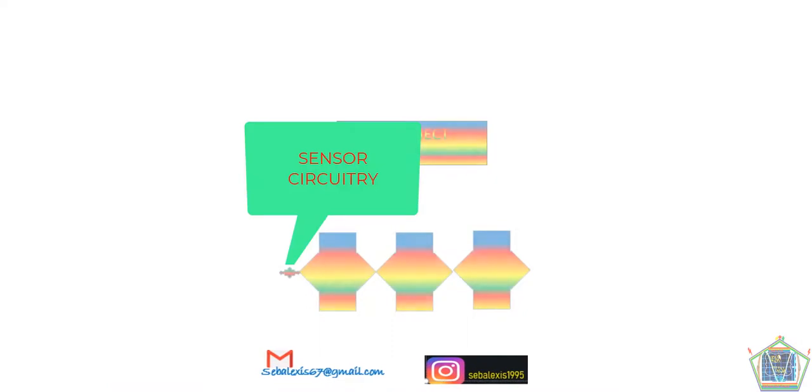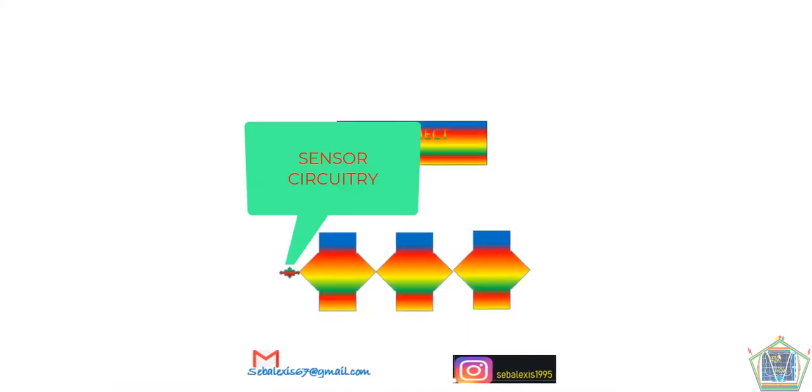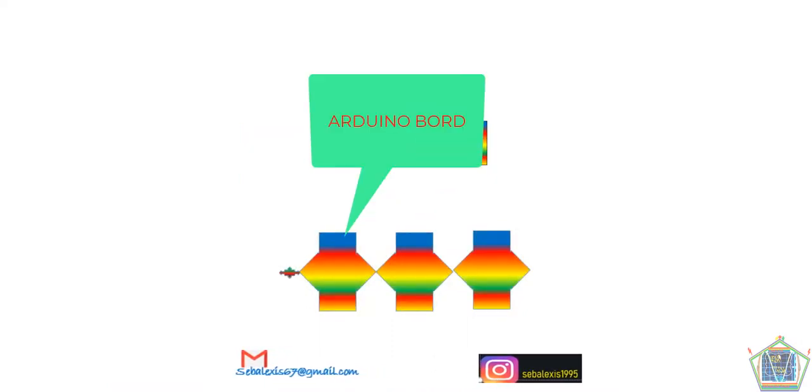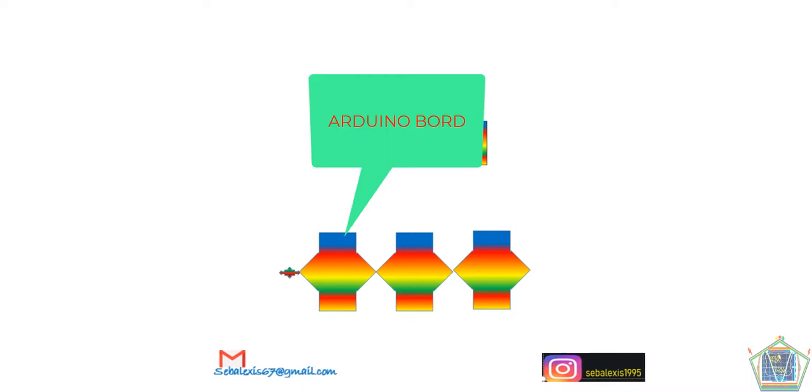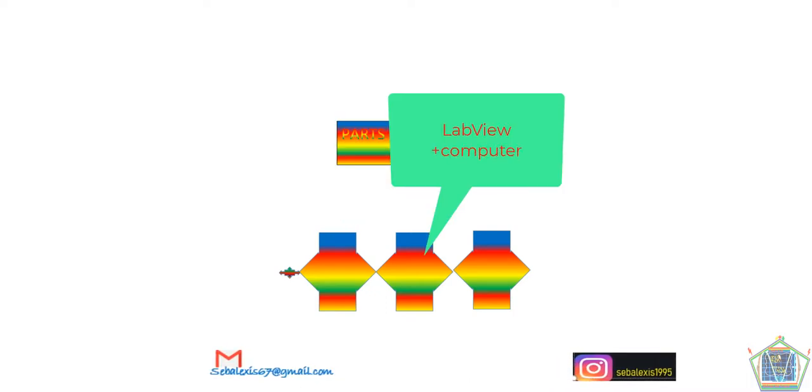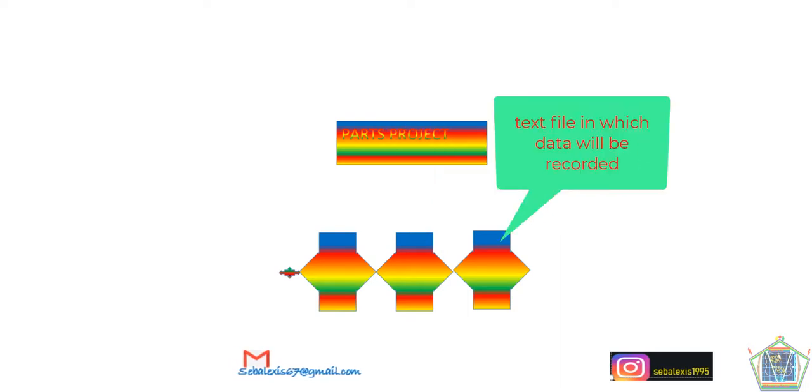So now let's open up the door of knowledge and jump into the working principle. The first is the sensor circuitry. The second is the Arduino board, which will allow you to communicate over the serial bus to LabView. It will enable us to read the data from the sensor and then compile it in LabView. The third is LabView and the computer, which will allow us to load the data into a computer and save it to a text file. A text file will be created.